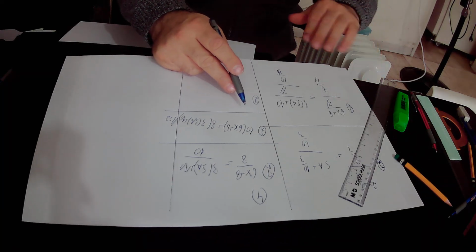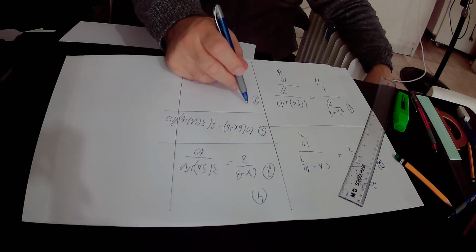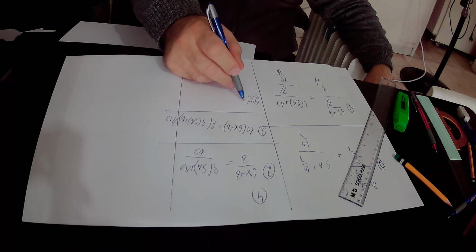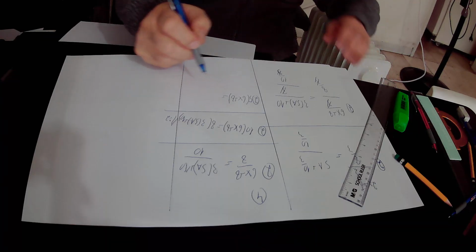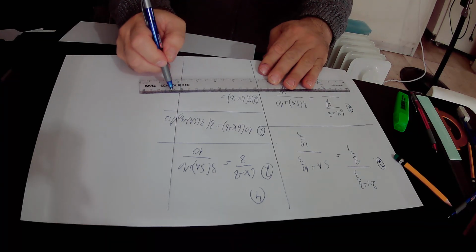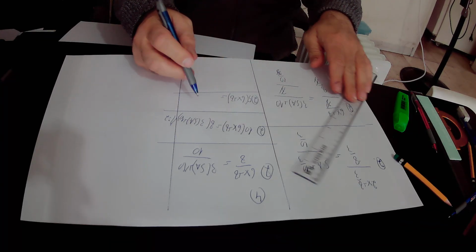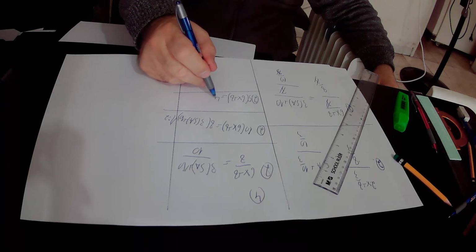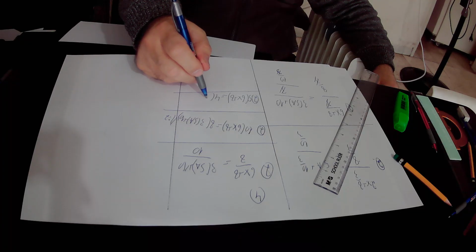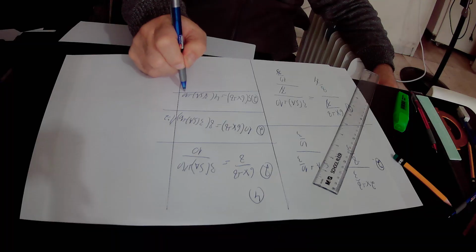10 over 2 is 5. So in total, on this side of the equation, we have 5 inside the brackets, 6x plus 8, equals, on the other side of the equation, 8 over 2 is 4. So in total, on this side, we have 4 inside the brackets, 3SA plus 10.